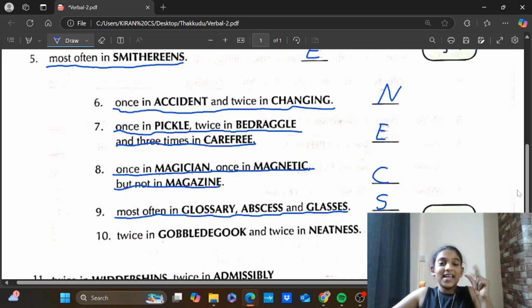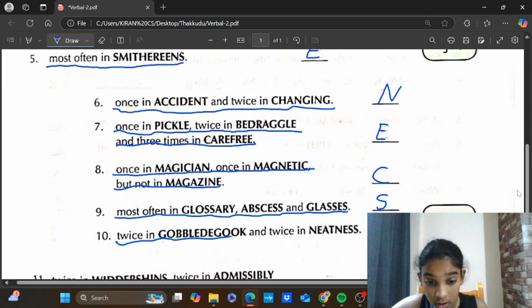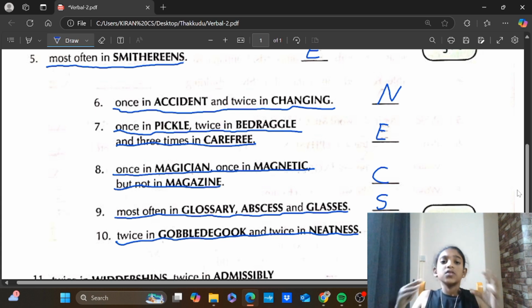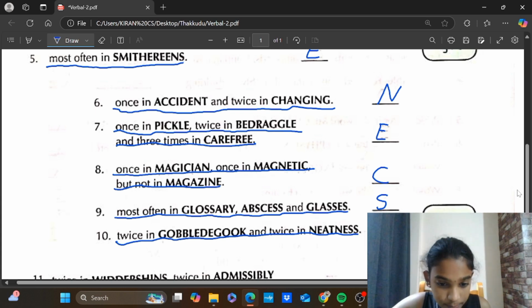Okay? So let's move on to the next question. Next question is twice in the first word and twice in the second word. Okay, so we need to find which letter comes twice in the first word and again twice in the second word. Okay, so is it G? Yeah, there's G twice. What about here? No, it doesn't come twice. What about O? It comes 3 times, but we need twice. It's not it. What about B?